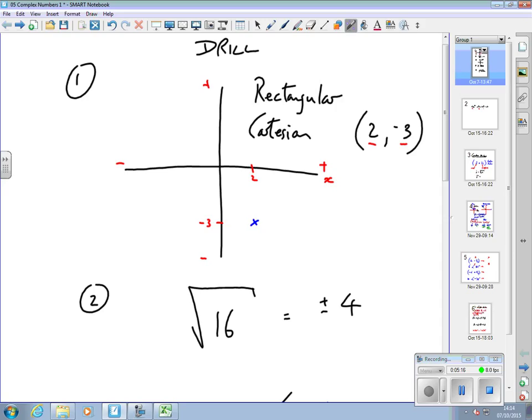What did I just say? When I square root a number, I always get 2 possible answers. It can be positive or negative.